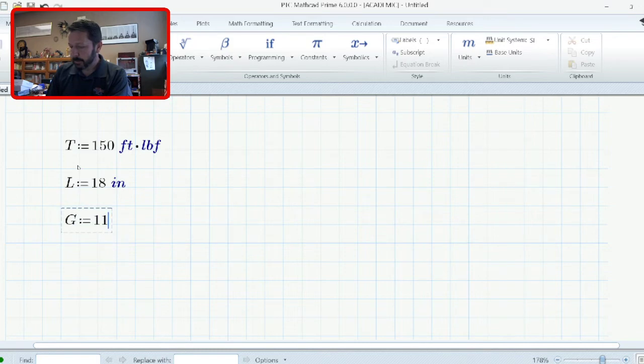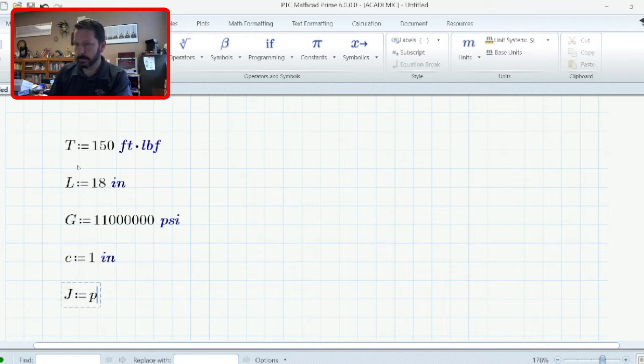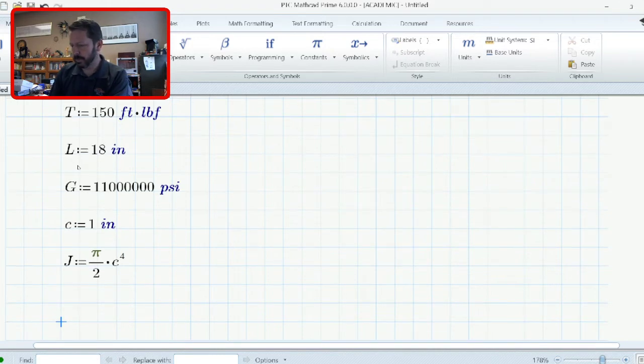G, we used 11 million psi. TL over J, we need J, so also we need C. C is the outer radius, 1 inch. J is pi over 2 times C to the fourth minus B to the fourth, but that was 0, so we're going to leave that out. And then we can do theta equals T times L over J times G.